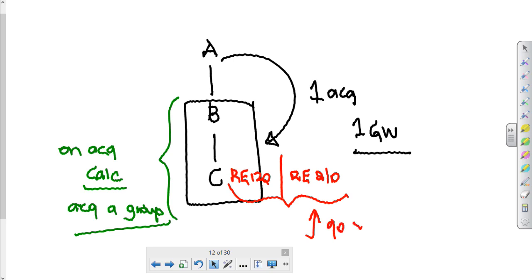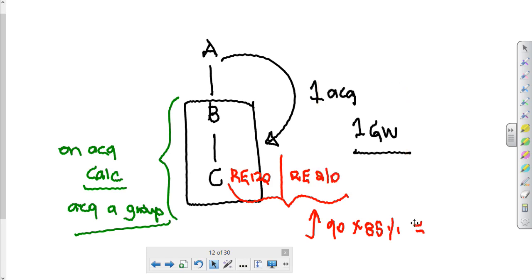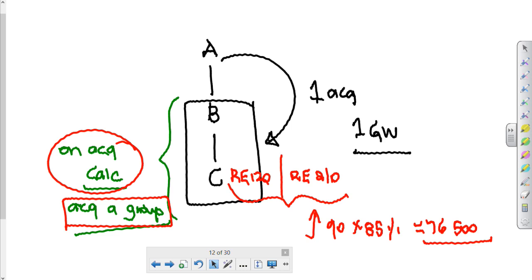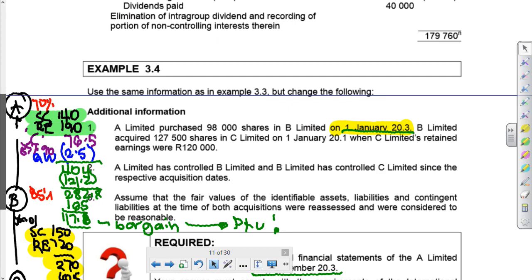Yeah. B's share of that is 85%. So 85% of 90 is 76,500. That 76,500 is what I must bring in on acquisition, because I've acquired a group. This group includes the since acquisition movements or reserves of C. So when I do my calculation over here, you'll see that I've brought in a 76,500. This 76,500 is the since acquisition of C.